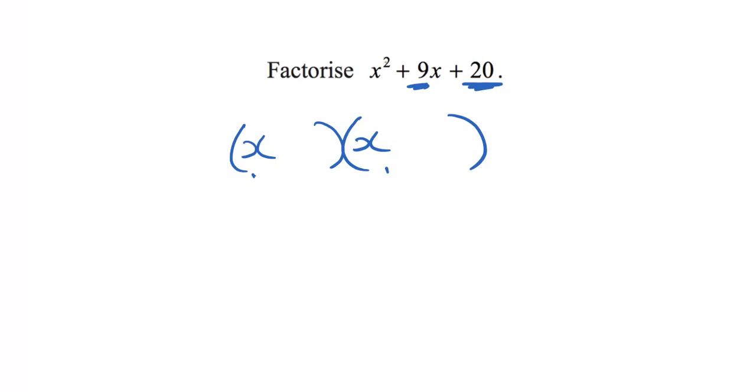This process only works when I have no number in front of that x squared. It's just a 1x squared. So what are those two numbers? Well, they are going to be 4 and 5. So we're going to write x plus 4 and x plus 5 here, and that works, okay? If I was to expand that, I would get x squared plus 9x plus 20. 4 plus 5 is 9. 4 times 5 is 20.